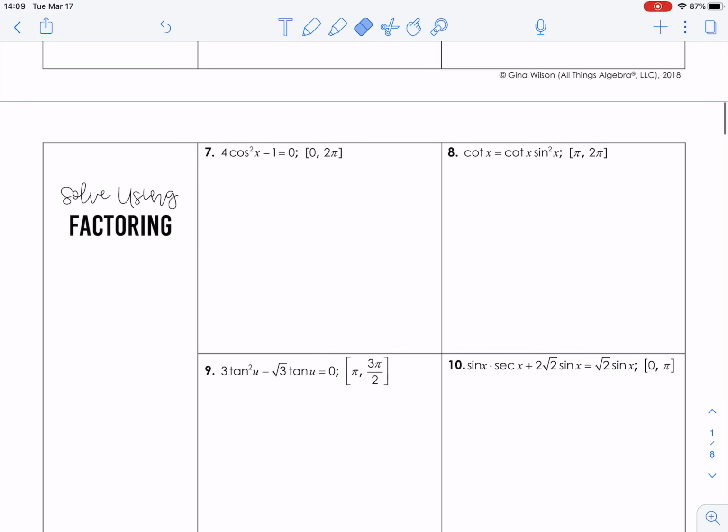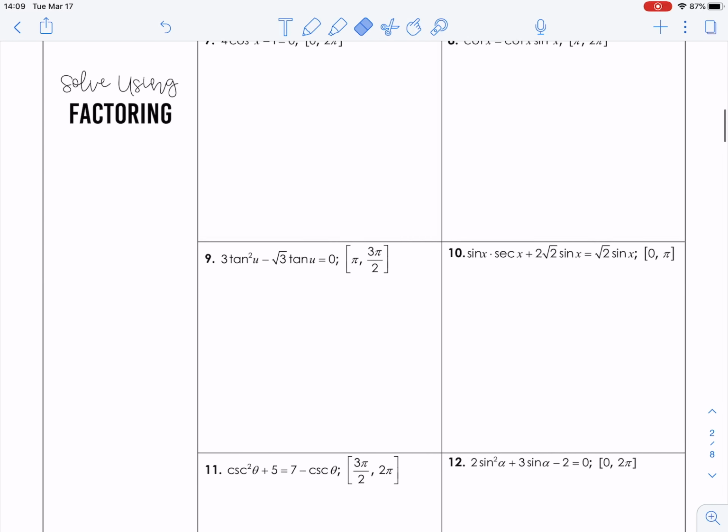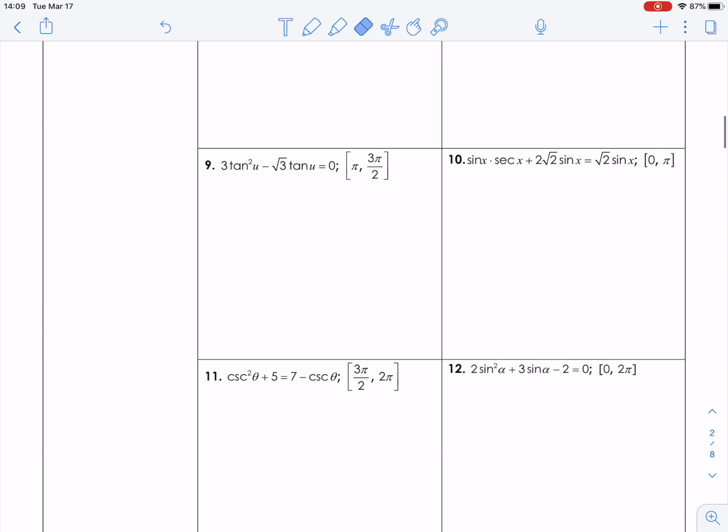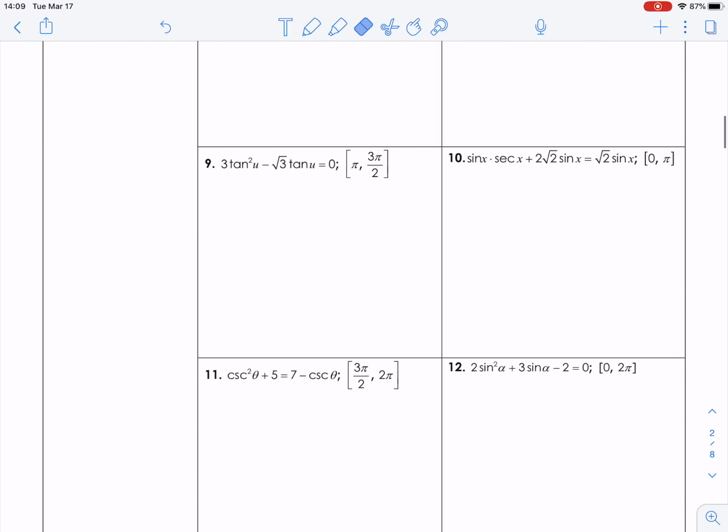We'll start with number 9 in 6.8. We did 7 and 8, I believe. So 9. This is called solve using factoring. All right, so on each side we have 3 tan squared of u minus square root of 3 tan of u equals 0. And we are in the third quadrant. Ooh, let me get my pen.